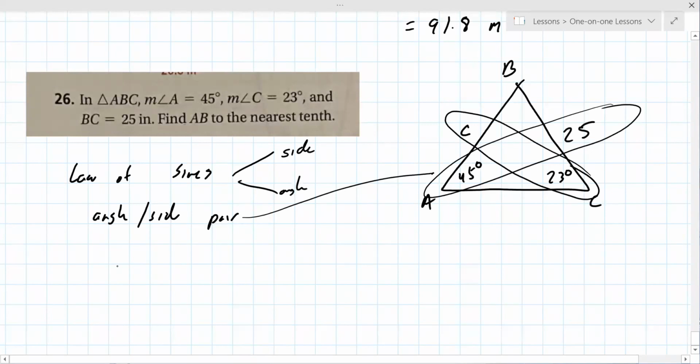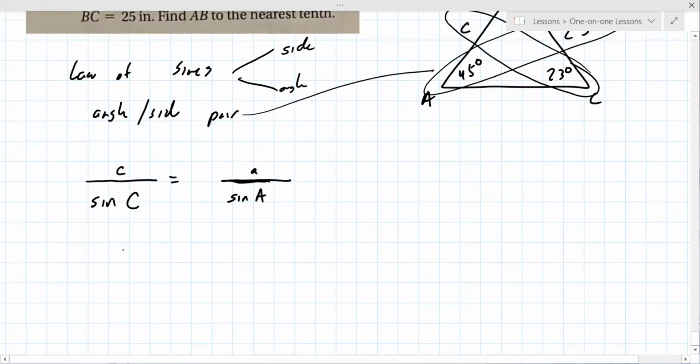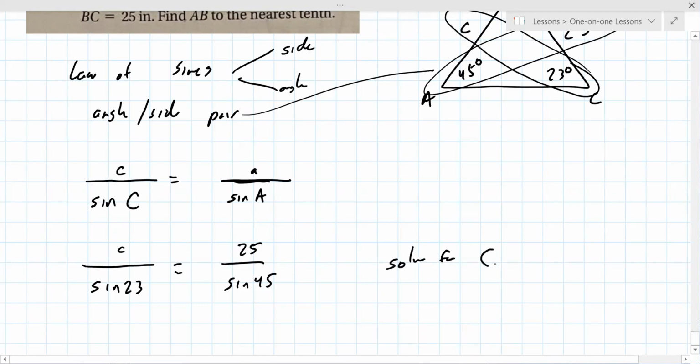When you want to find a side, as is the case here, it's little c over sine big C, where little c is the side and big C is the angle, equals a over sine A or b over sine B. We're shortcutting this a bit, but you're using one flavor of it. You know big A is 45, little a is 25, and big C is 23, so you have three of the four numbers. So c over sine 23 equals 25 over sine 45.